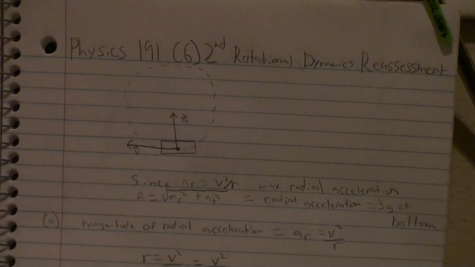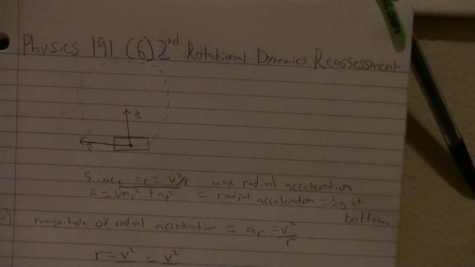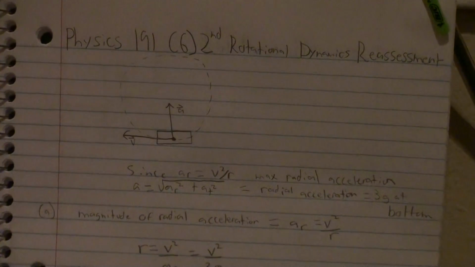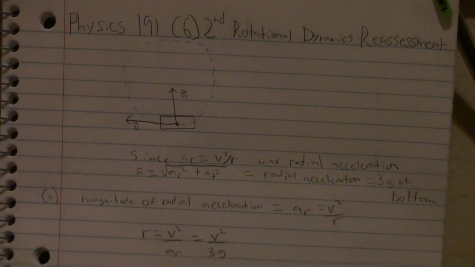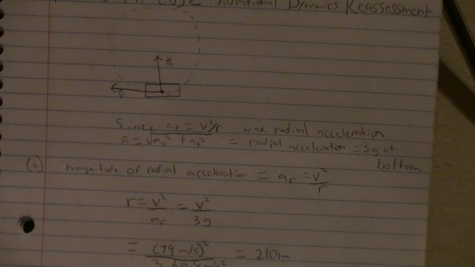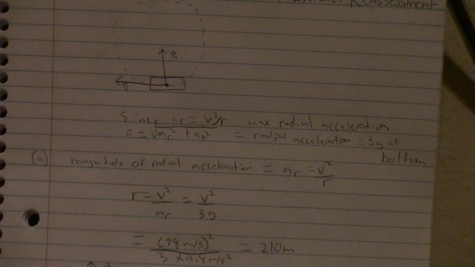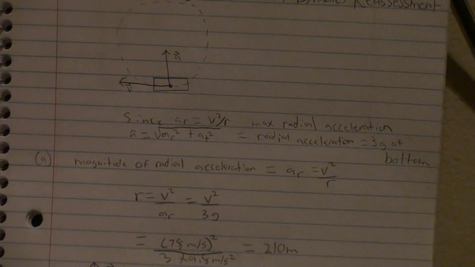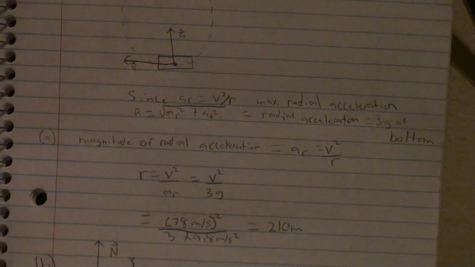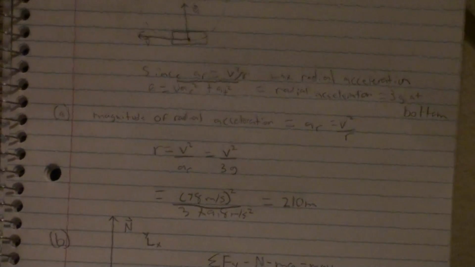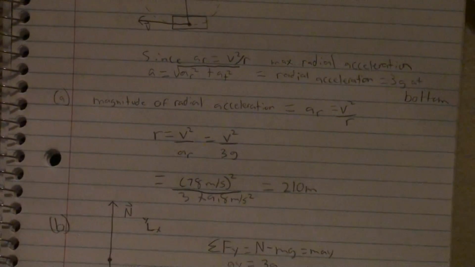And now the magnitude of the radial acceleration is a sub r is equal to v squared divided by r. And we can go ahead and solve for the radius using the formula r is equal to v squared divided by a sub r is equal to v squared divided by 3.0 g. And all I did was plug in my values for that. And I got that it is equal to 210 meters.